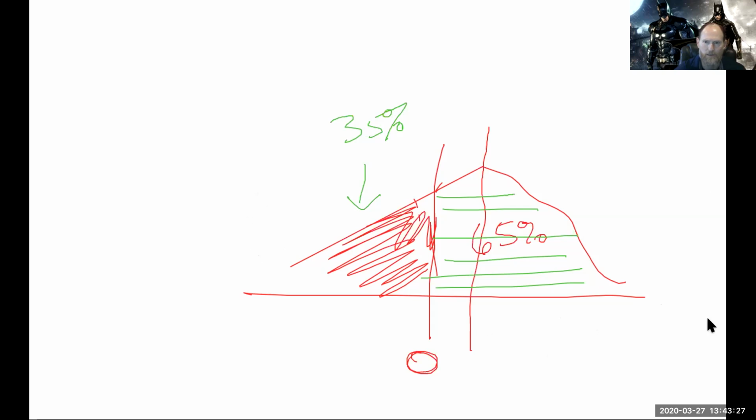But I'm just going to guess at this point that the z-score is a negative 0.385. Does everybody see that? And that makes sense because it's symmetrical. Everybody with me out there?